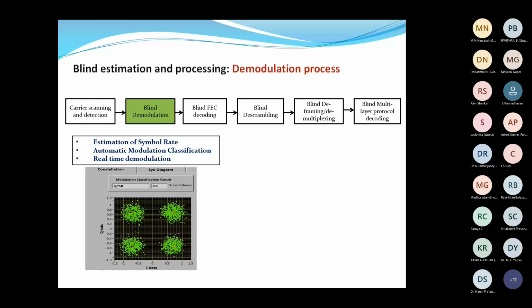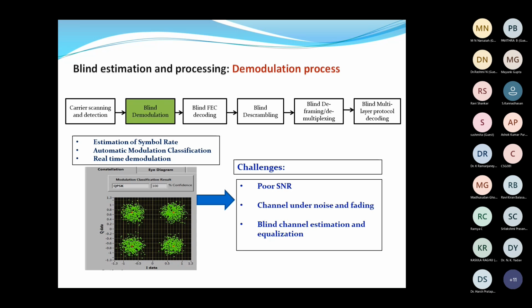The demodulation block involves estimation of symbol rate, then estimation of various different parameters towards automatic modulation classification, which finally leads to real-time demodulation. The challenges involve that in most cases we encounter signals which have very poor signal to noise ratio, and on many occasions the signal comes with huge fading and under noisy conditions. And that finally leads to the requirement of blind channel estimation and equalization.